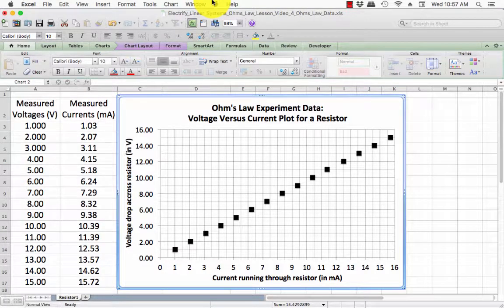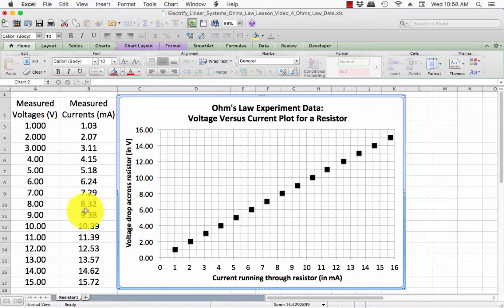Welcome back. In this video, we see the captured data of the voltages across the resistor versus the currents running through the resistor. If you go back and watch video 3 of the Ohm's law lesson, these are the exact measurements that we captured with our voltmeter, and these are the corresponding measurements that we captured with our ammeter. The important thing that I want to mention in this video is the relationship between the volts and the currents. In particular, there is a trend here.